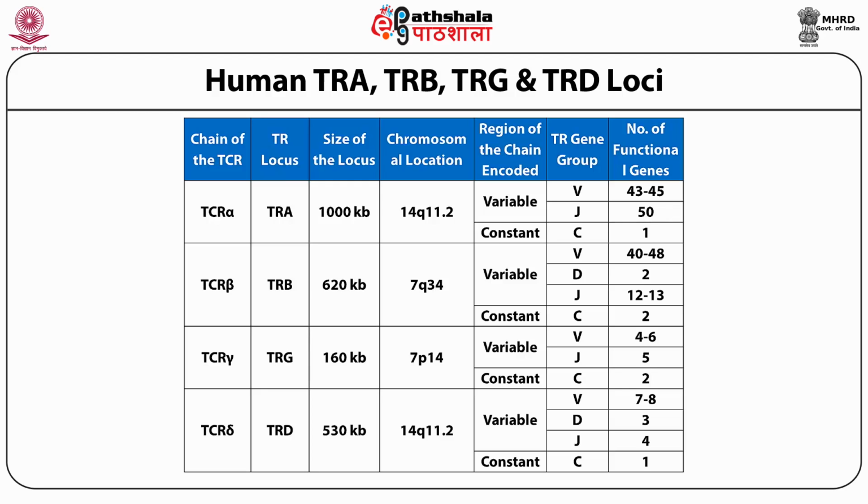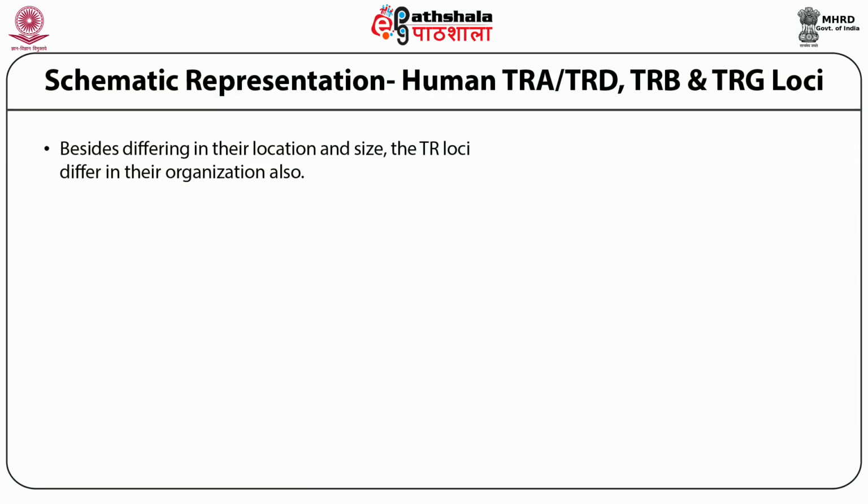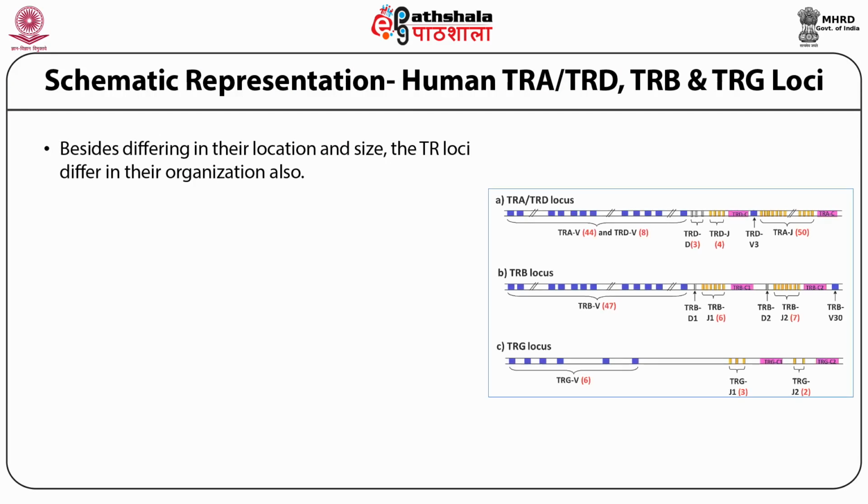For example, the TRA locus has 43 to 45, TRB locus has 40 to 48, TRG locus has 4 to 6, and TRD locus has 7 to 8 functional V genes. Further, the number of TRBJ genes can be either 12 or 13 depending upon the haplotype of the individual. Besides differing in their location and size, the TR loci differ in their organization also. The figure illustrates the relative positions of the functional V, D, J and C genes.